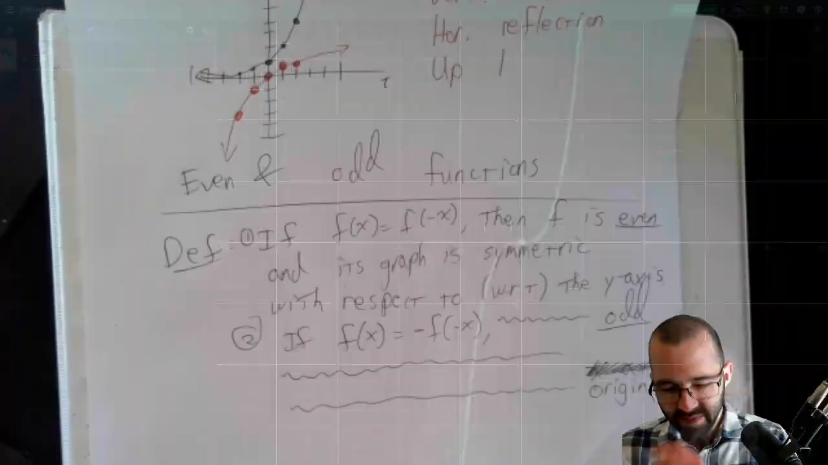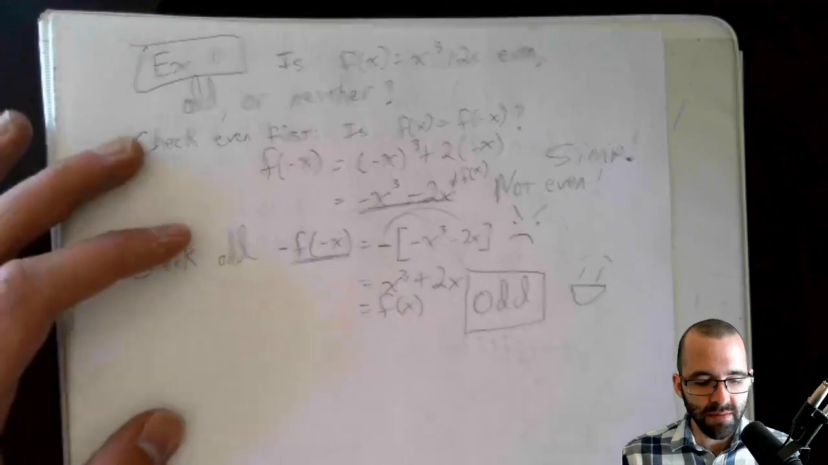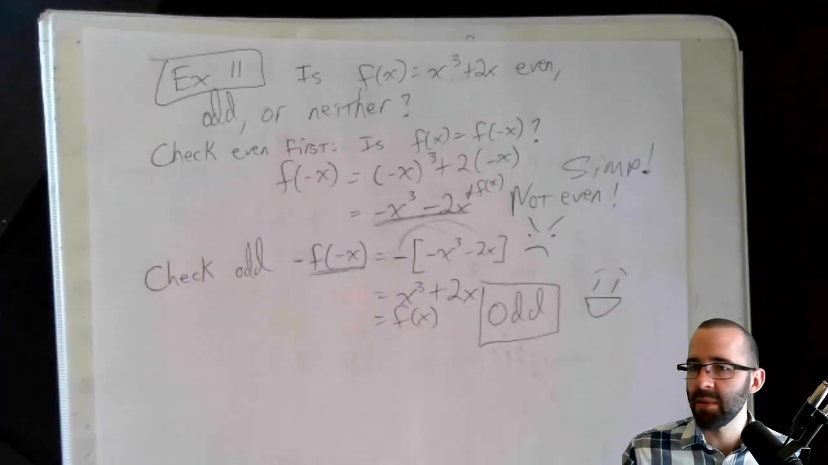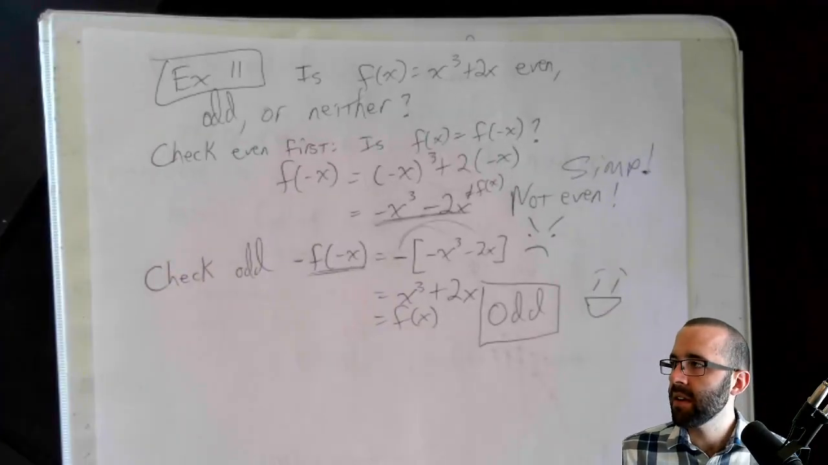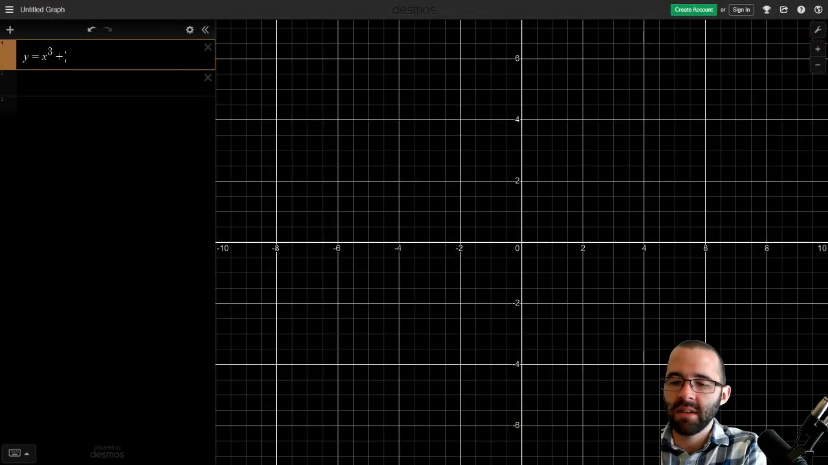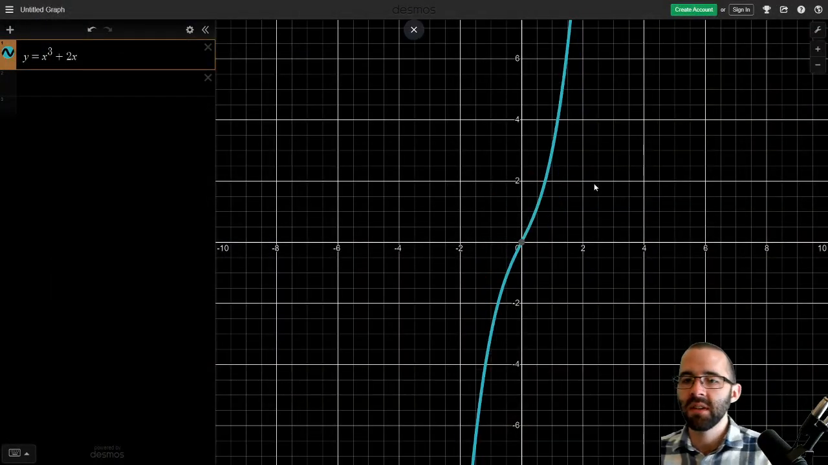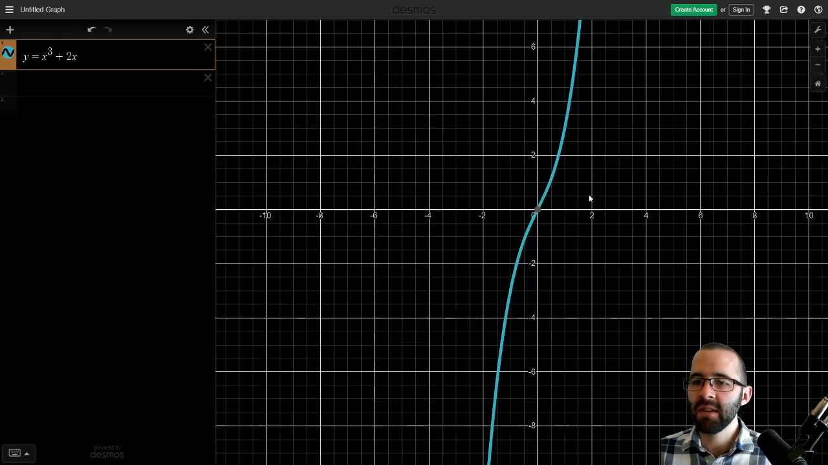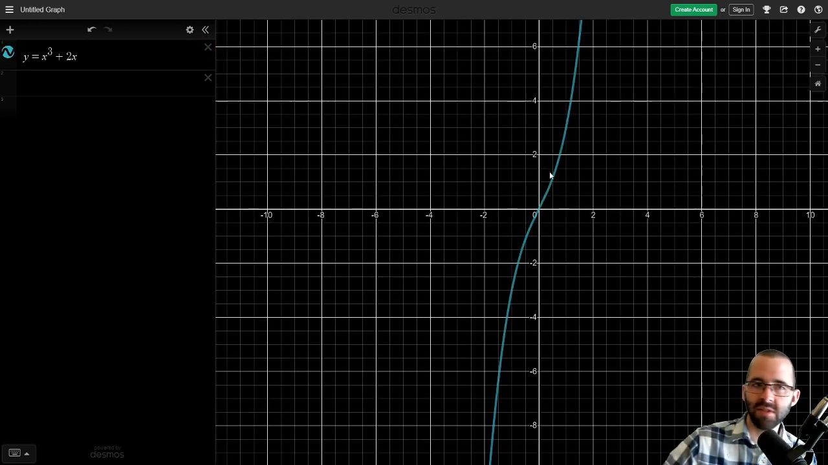My apologies for giving you an incorrect definition. So let's check our answer for example 11. X cubed plus 2x was the function. Is this the same? It's the same idea, right? If you reflect this point, you're still on the graph. Reflected about the origin right here. That's what odd functions look like.